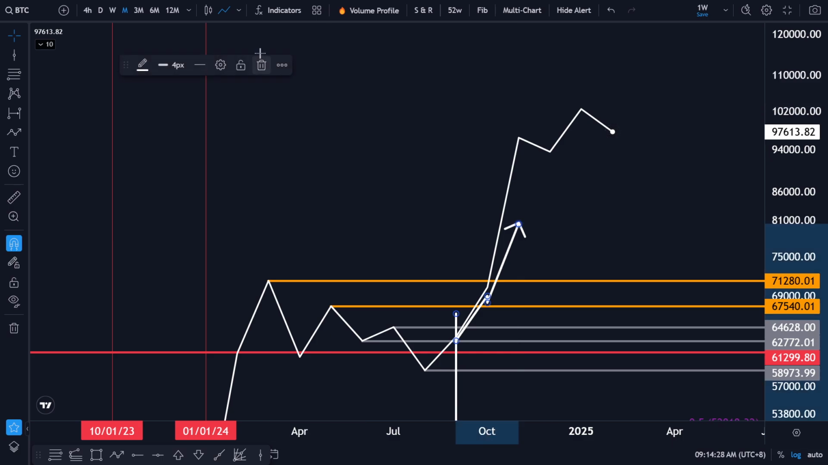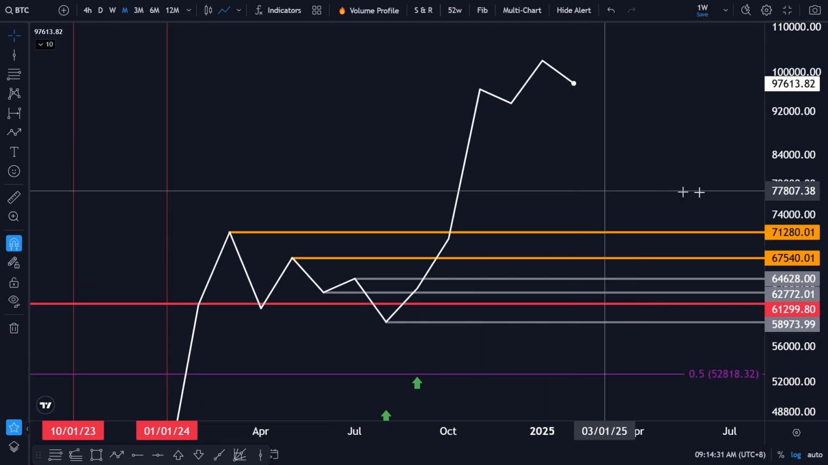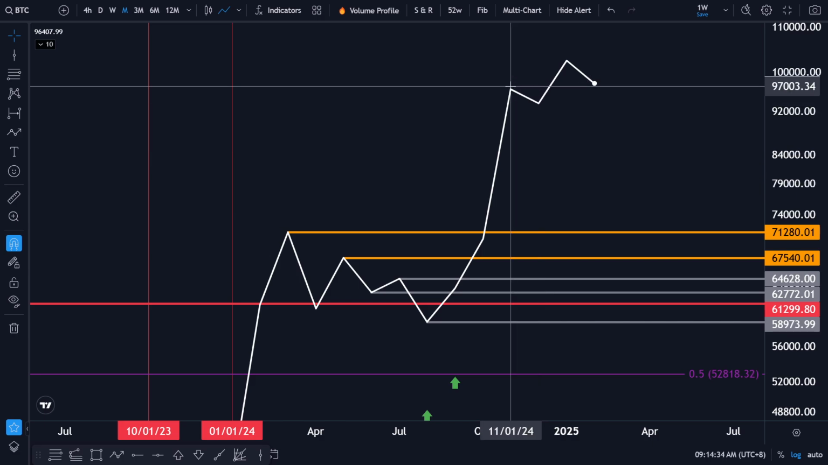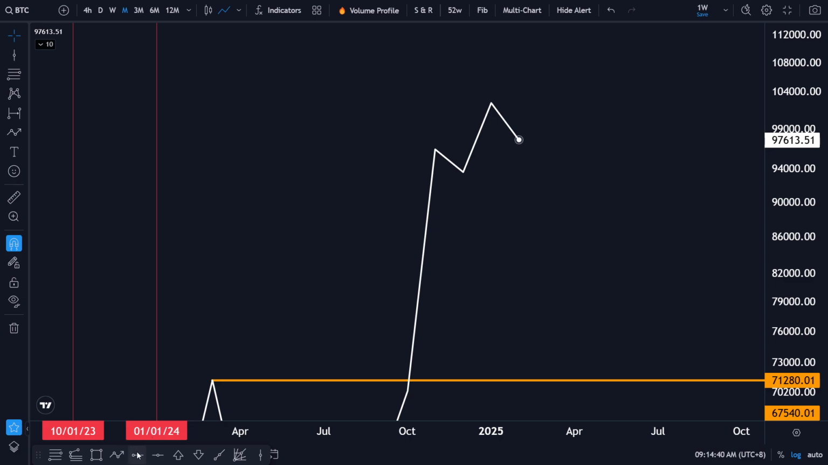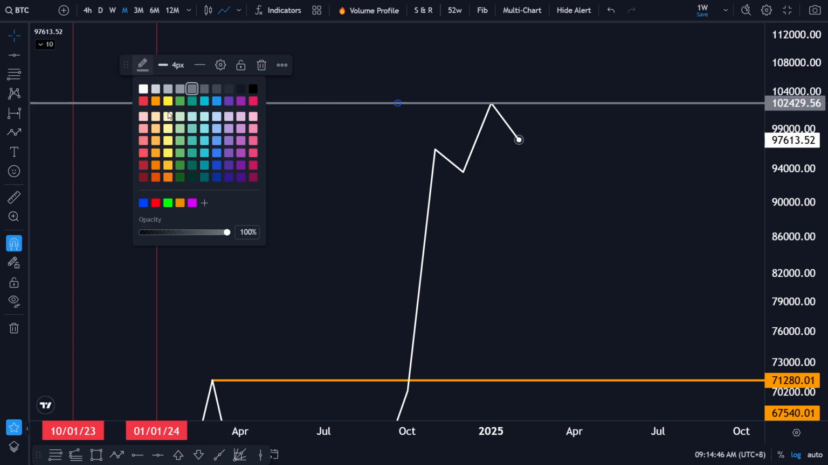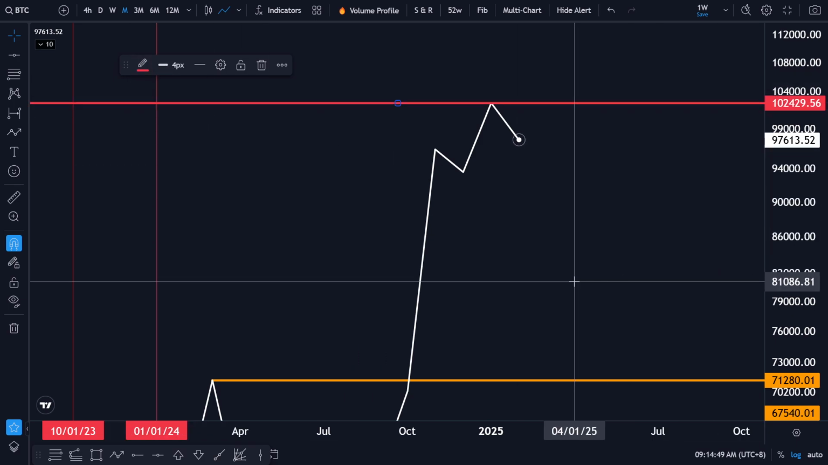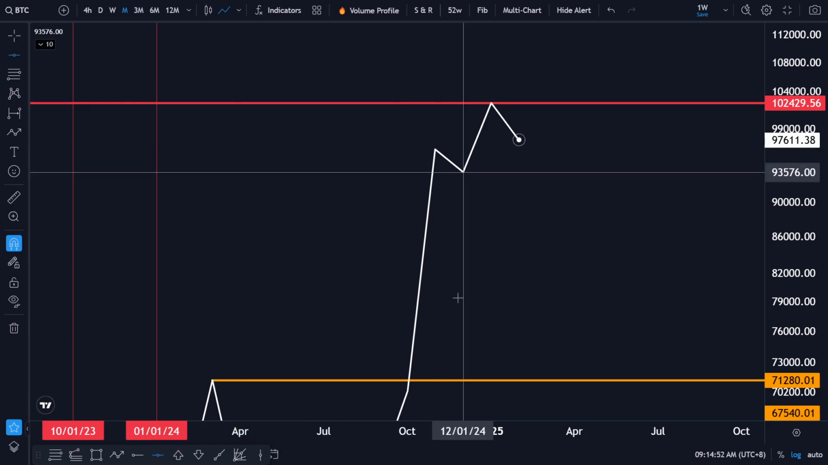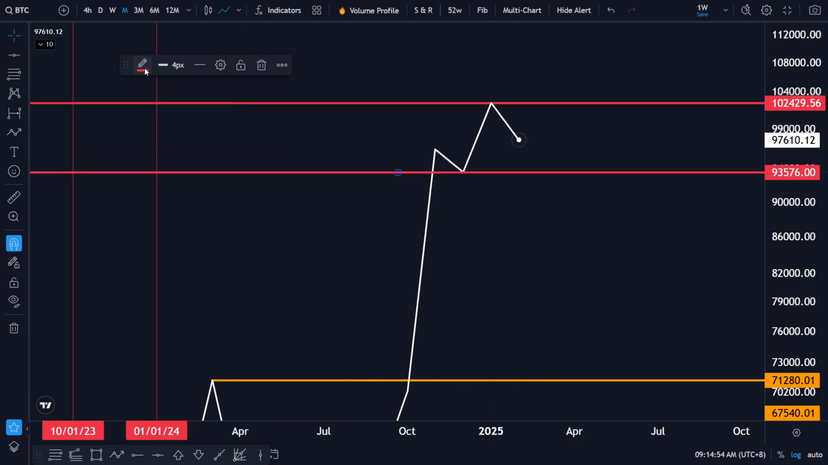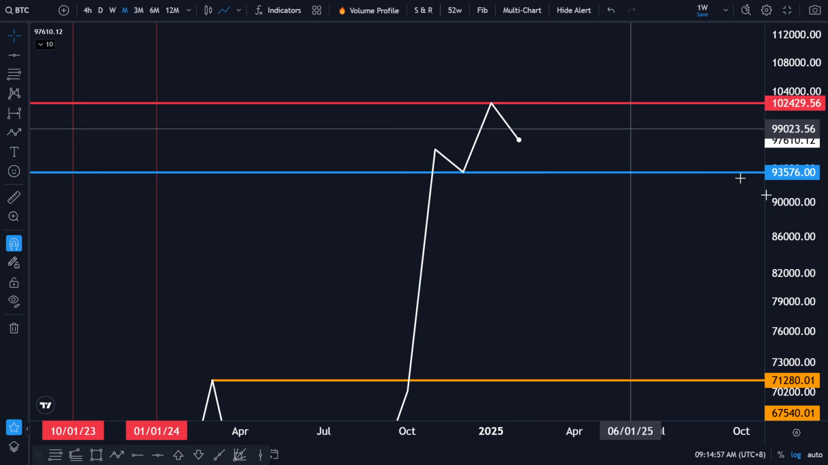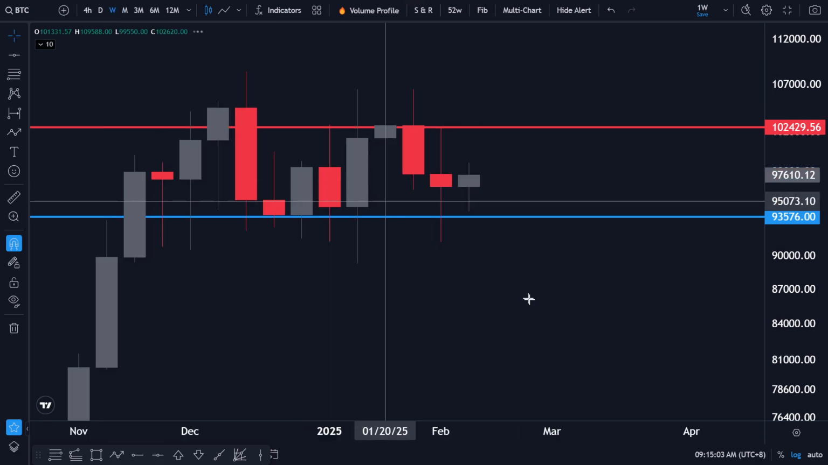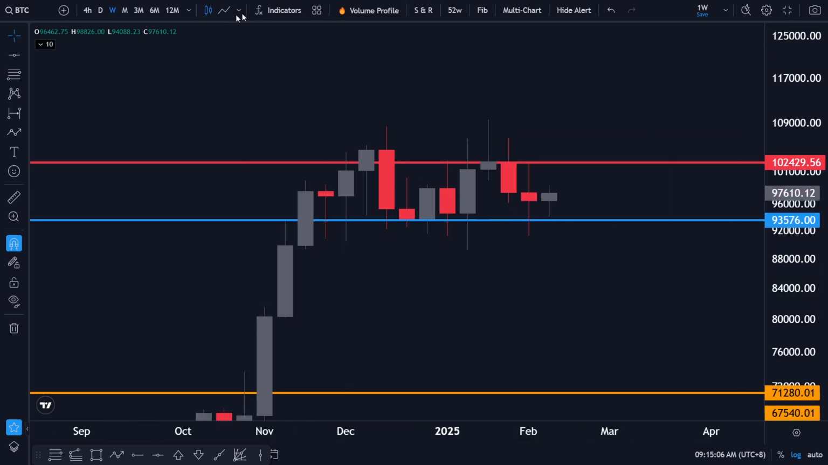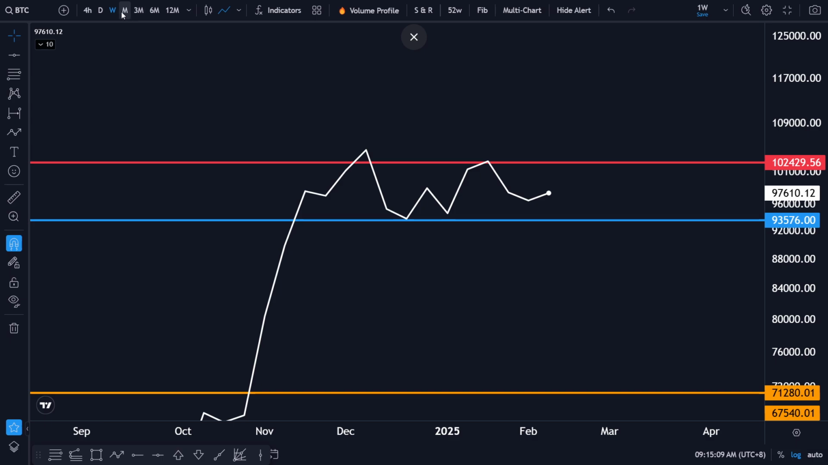Let me just remove this. So after breaking the 71,200 level, we are now on this range, sideways range. So the highest is this 102,000, and our support is the 93,500. So resistance red, support is blue. Sorry, let's go back to the monthly time frame.